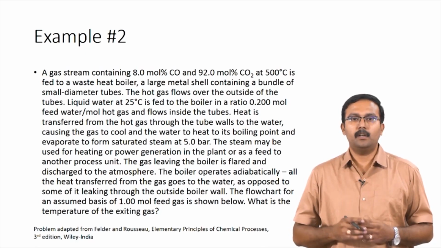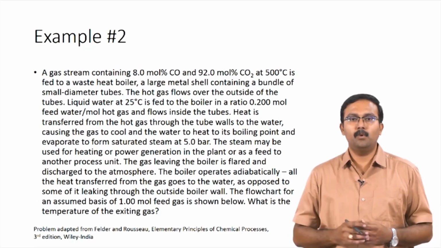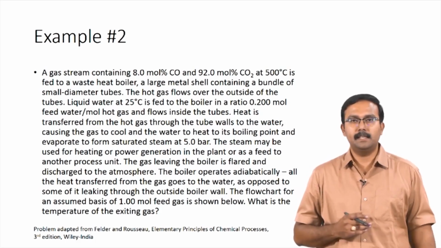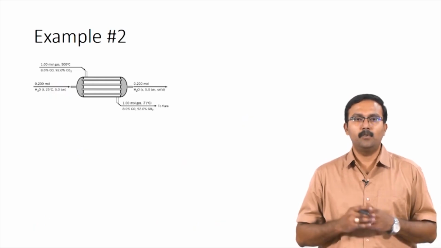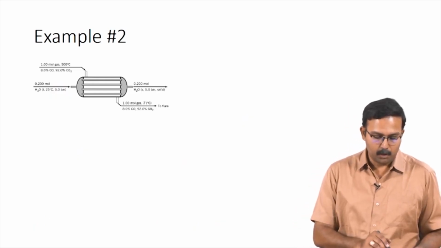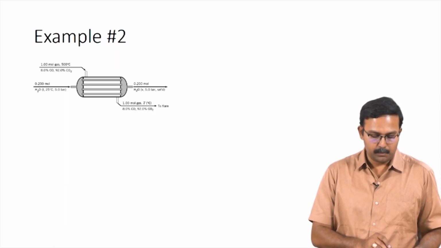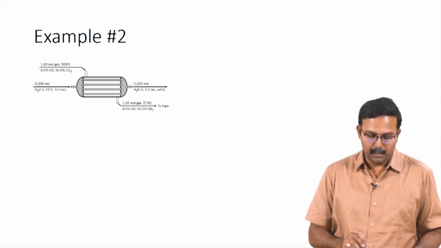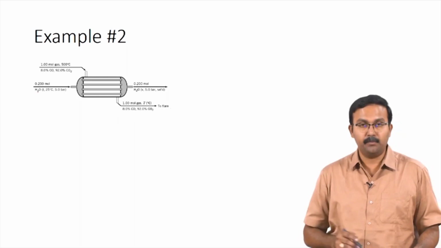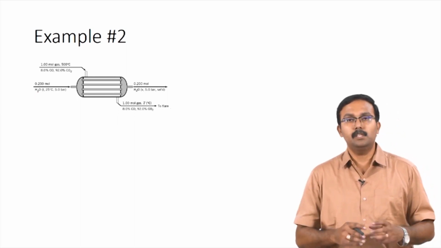The flow chart for an assumed basis of 1 mole of feed gas is shown below. What is the temperature of the exiting gas? So, this is the flow chart which we have. You have 1 mole of carbon monoxide carbon dioxide mixed gas entering, 0.2 moles of water liquid entering. So, which means 0.2 moles of water vapor would be leaving, and you have 1 mole of carbon dioxide carbon monoxide mixture leaving to be flared. So, this is the system.